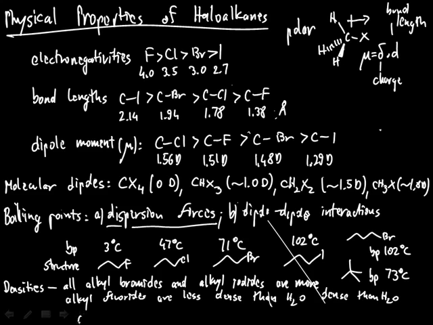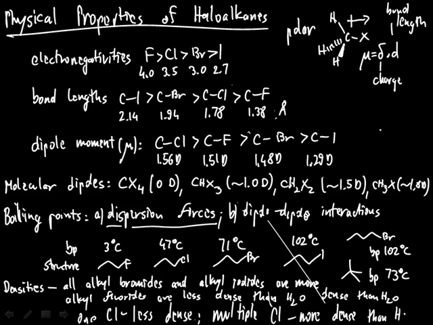So if we have one chlorine, they're going to be less dense. But if we have multiple chlorines, they're going to be more dense than water. In other words, chloromethane is less dense than water, and it's a gas. But all the liquids, such as dichloromethane, chloroform, or carbon tetrachloride, are heavier than water, and are therefore the lower layer when you do the extraction with salt.